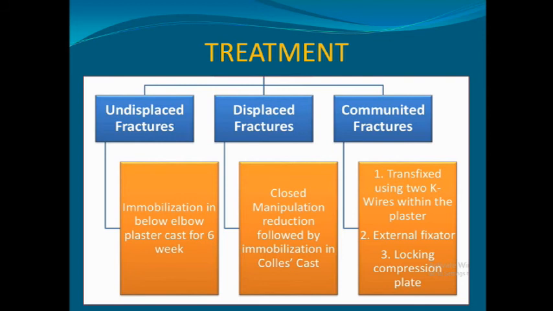So first, if the fracture is undisplaced, we'll obviously do cast application for 6 weeks. If the fracture is displaced, we'll try to reduce this manually. We'll do closed reduction followed by immobilization with Colles cast. This is a special type of cast we apply in Colles fracture.